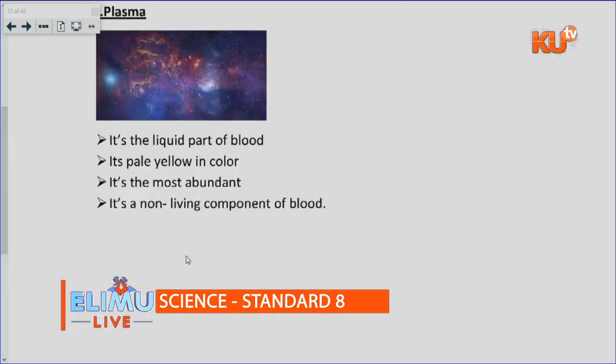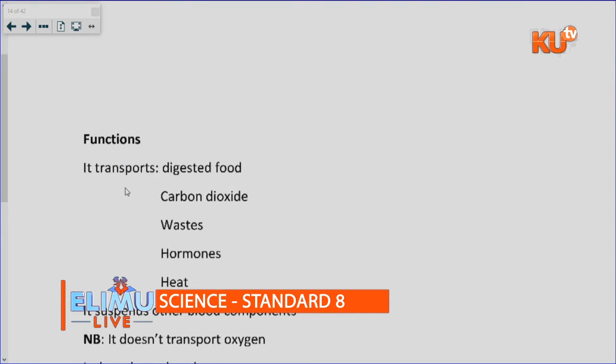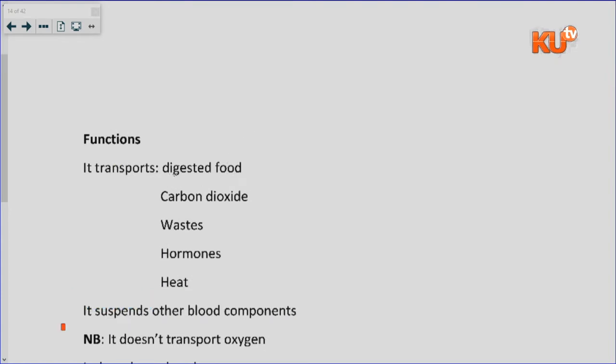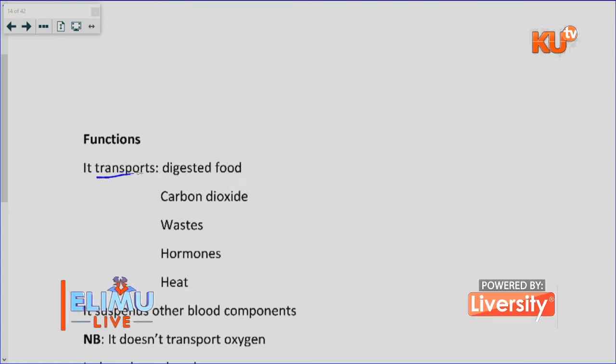So we go on. Plasma is the liquid part of the blood. It is pale yellow. It is the most abundant component of blood. Now we look at the functions of plasma. It helps in transportation. Now let's look at what it transports. One, digested food from the ileum to other body parts.